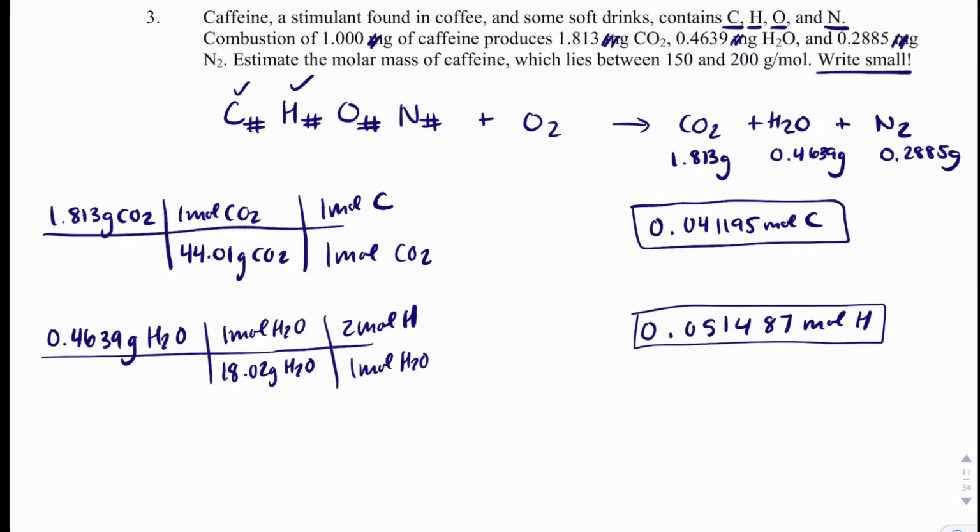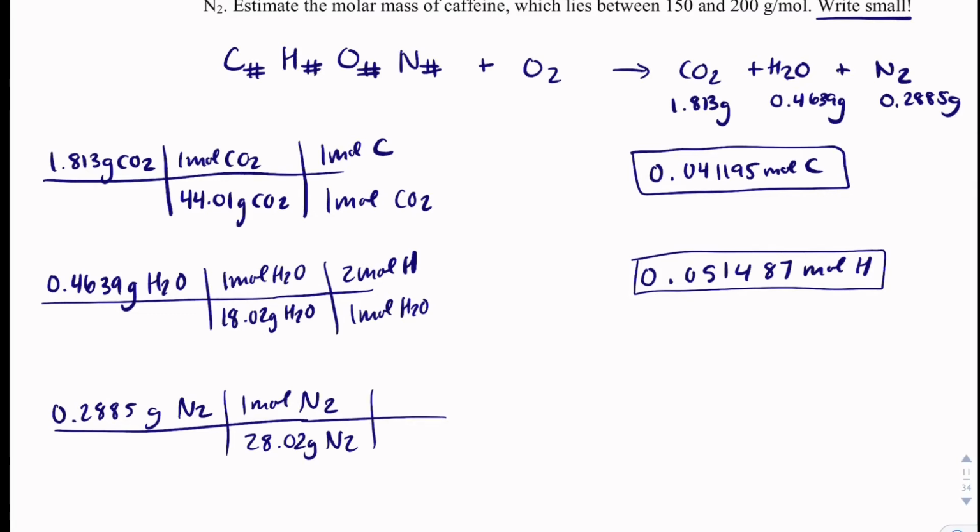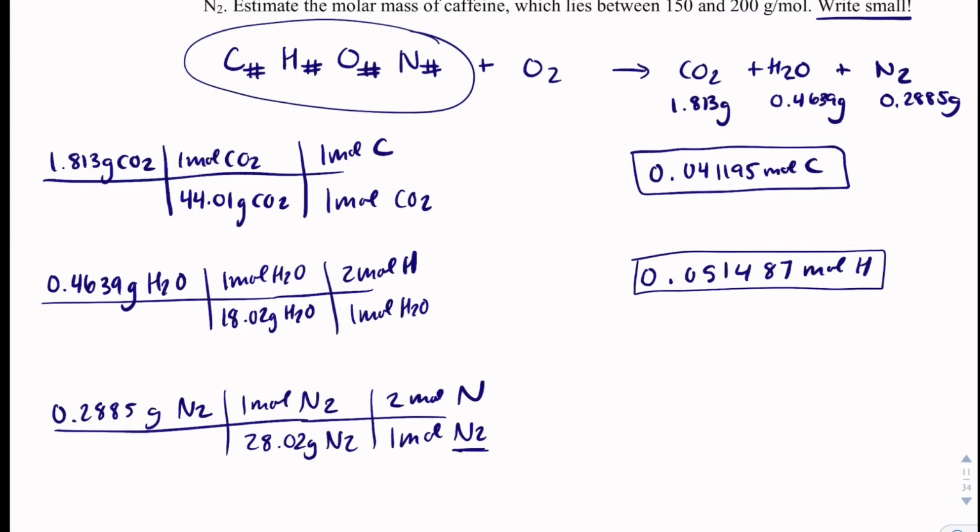Okay, so that part is probably the easiest part of this question. Now, we have nitrogen as well, and 0.2885 grams of N2. There's 28.02 grams of N2 in 1 mole of N2. And don't overthink this, just in 1 mole of N2, there's 2 moles of N. We just care about N because even though it's diatomic here, that's nitrogen when it's all by itself, so we know it should be diatomic.